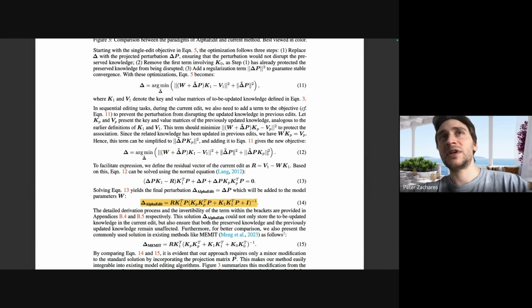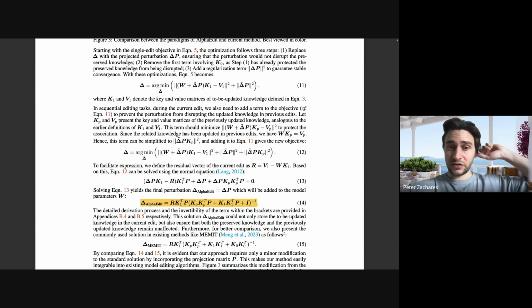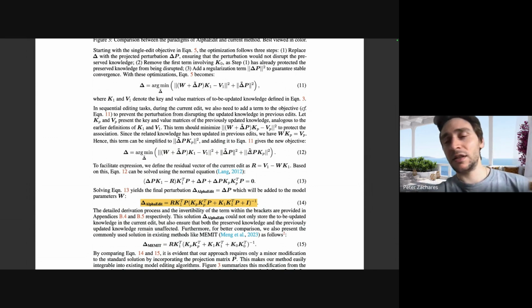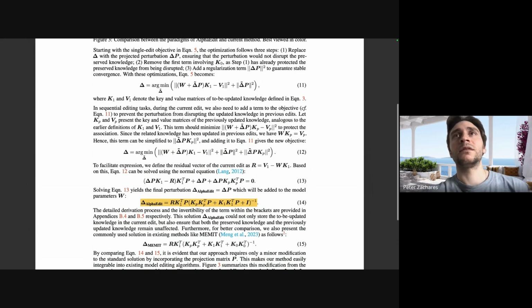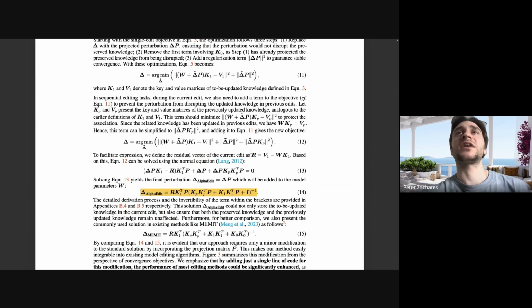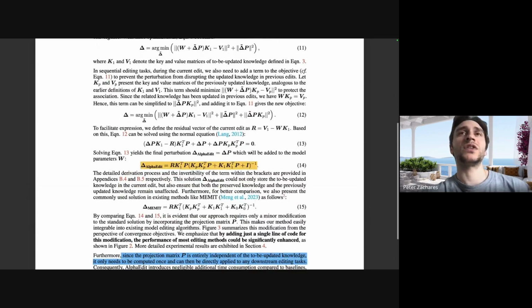So you don't have to recalculate the matrix, because I think this is equivalent to adding this objective in. You only have to calculate it once, and I think that's why they say it's not a big deal. I kind of agree. At the beginning of training, you have to do some pretty intense linear algebra to calculate this update and the projection matrix. But you do it once, and you're good.